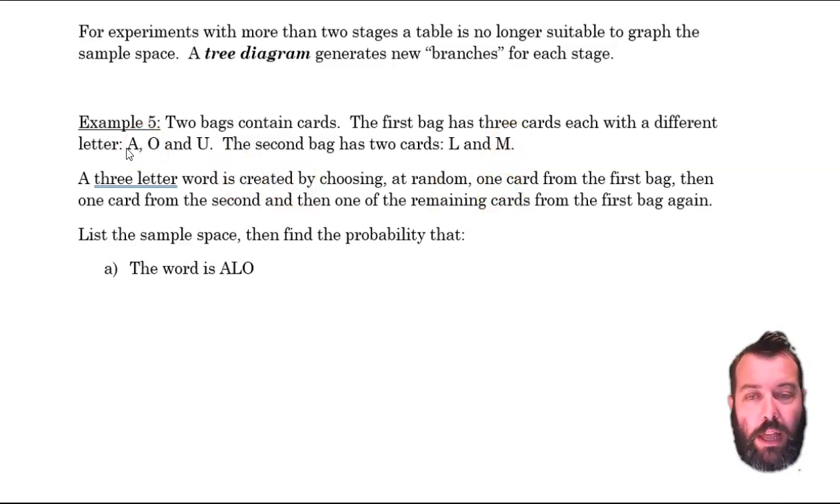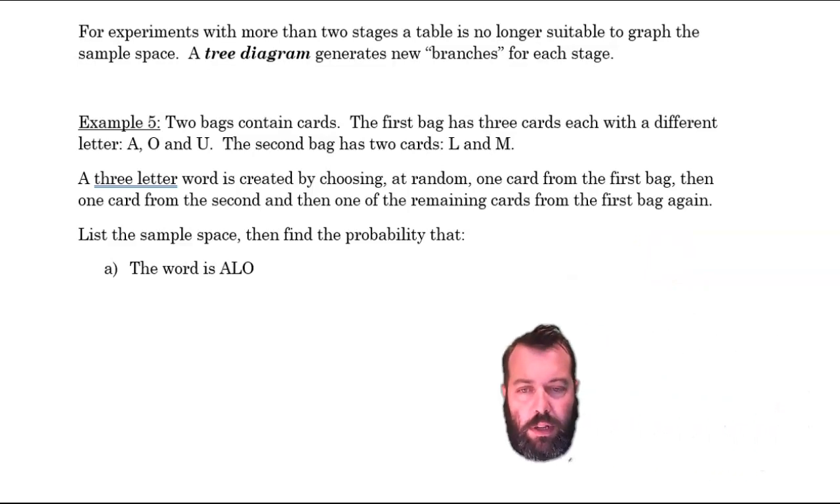So I won't be able to have A, L, A because I can't use the A twice. I can't have A, O, M because the second letter in my word is going to be an L or an M. Take a moment to check out how this is going to work if you need. We're asked to list the sample space and then find the probability that the word is perhaps A-L-O.